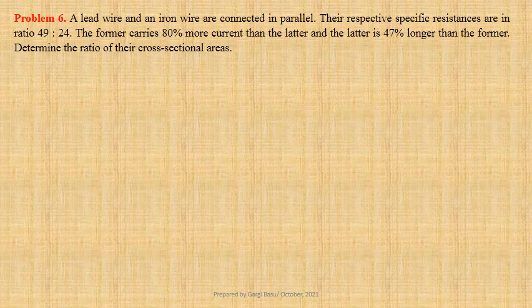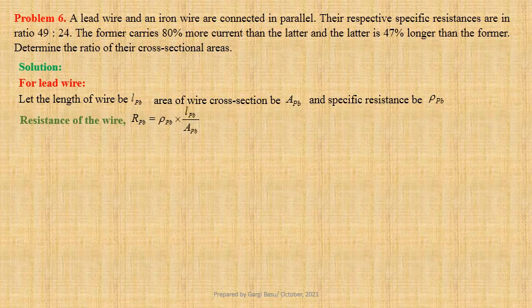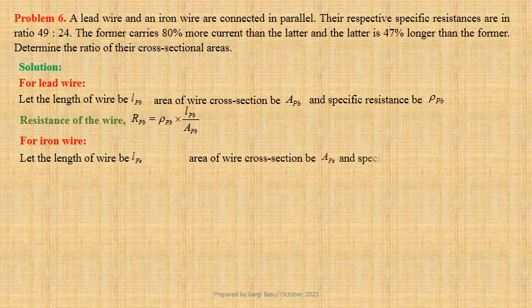We have to determine the ratio of their cross-sectional areas. For lead wire, let the length of the wire be LPB, area of wire cross section be APB, and specific resistance be rho PB. Now the expression for resistance of the wire RPB equals rho PB into LPB by APB. For iron wire, let the length of the wire be LFE, area of wire cross section be AFE, and specific resistance be rho FE.